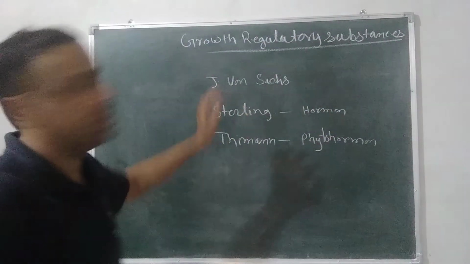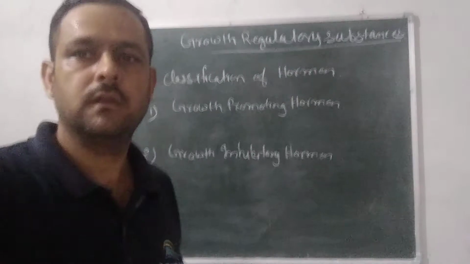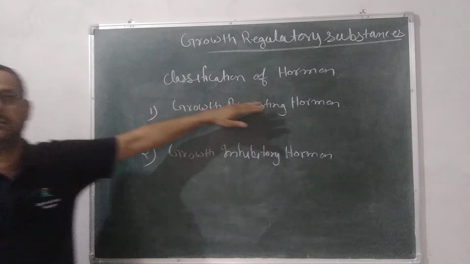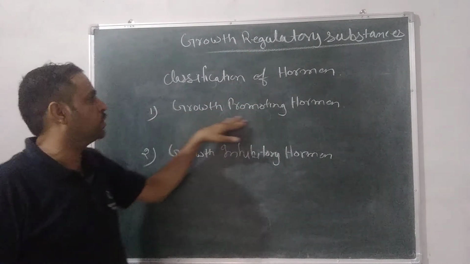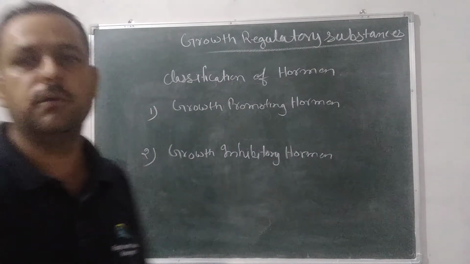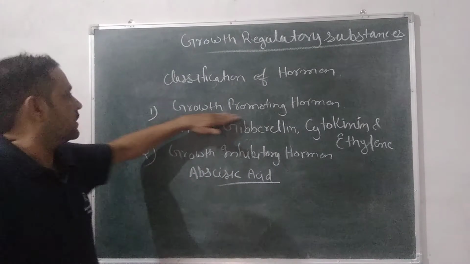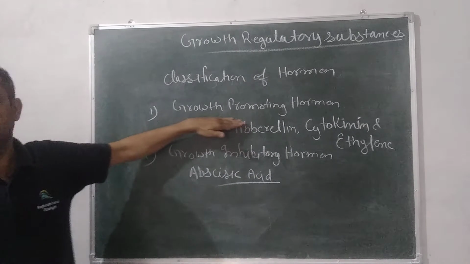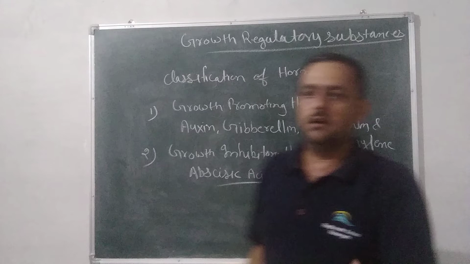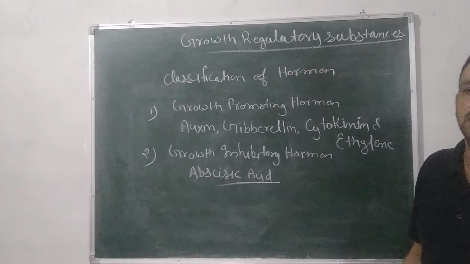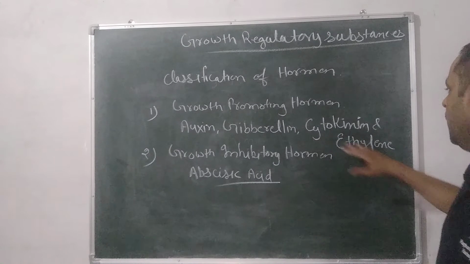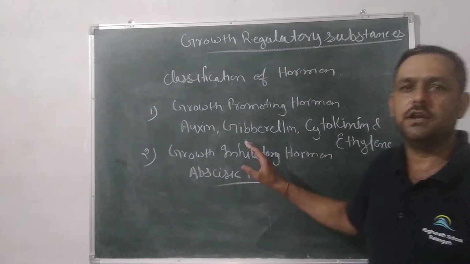Now, classification of hormones. Plant hormones can be classified into two groups. First, growth promoting hormones, and second, growth inhibitory hormones. The hormones which promote growth or increase growth rate are called growth promoting hormones. In this category, auxin, gibberellin, cytokinin and ethylene are included.